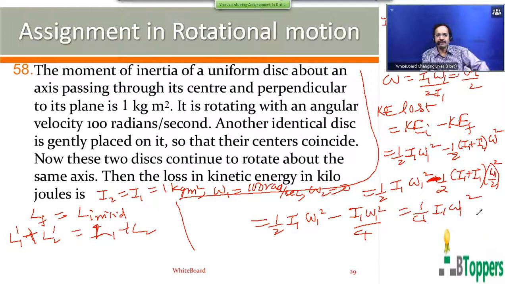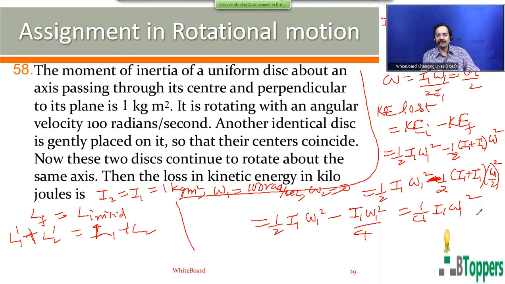In the previous class, I was discussing the solutions of the questions in the assignment in rotational motion, from 31 to 60. I have already completed discussion of the solutions up to question number 57 in my previous class. I was discussing question number 58 in my previous class.